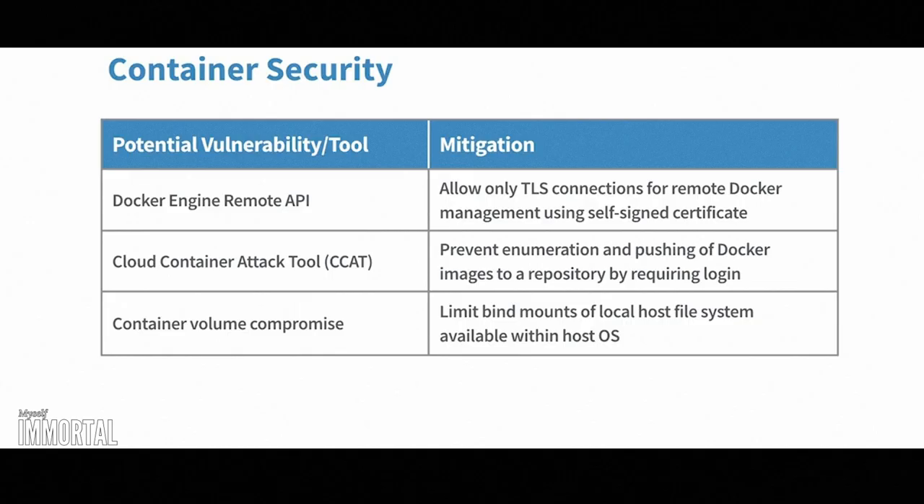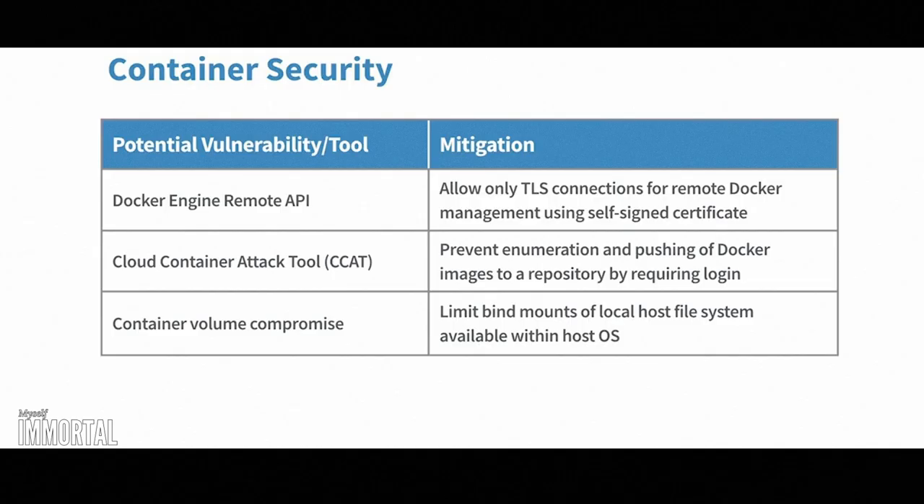Because the problem with CCAT is it is designed to enumerate, or go through and list, Docker references to repositories where images are stored. And even at the network perimeter level, one of the things that you should always be doing is limiting who can be on the network in the first place. That's always one of the first lines of defense, and that would also apply here.